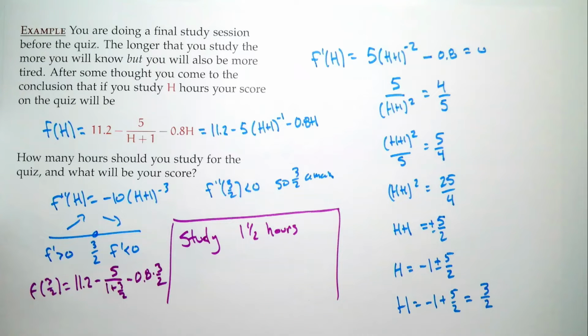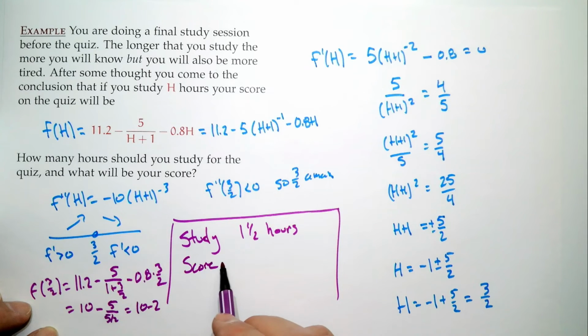Well, it's not so bad as it might look. 0.8 times 3/2. If I take 0.8 divided by 2, that's 0.4. 0.4 times 3 would be 1.2. This is 11.2. So if I combine the 11.2 in this last term, that's 10. Then here, 1 plus 3 halves is 5 halves. So it's 5 divided by 5 halves. You flip the 5 halves over, that will become a 2. 10 minus 2. So our score will be an 8.